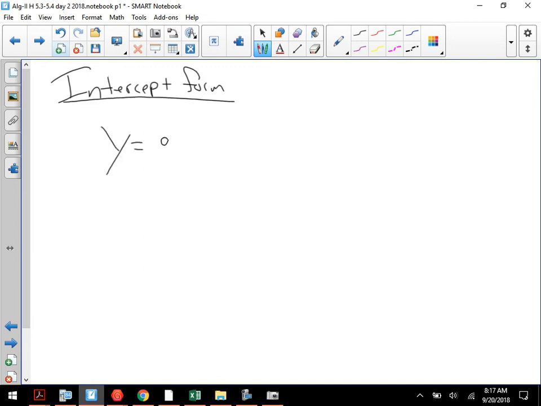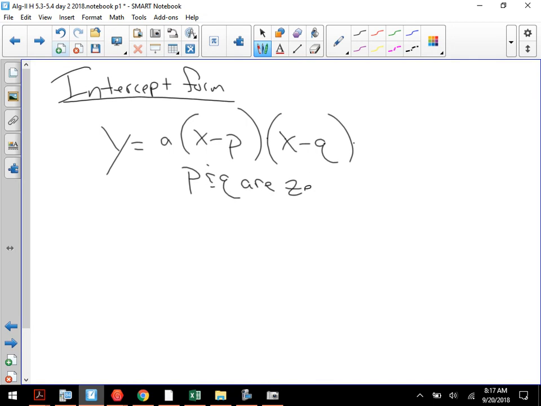Y equals a times (x minus p)(x minus q), we use p and q, correct? Where p and q are zeros, x-intercepts, in case you forgot that name.